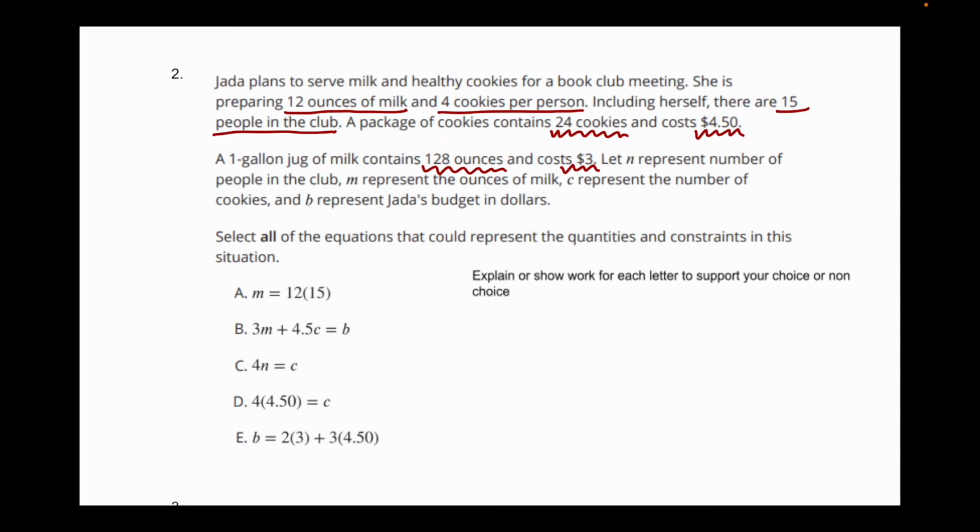And then we have a couple different things here. N is the number of people in the club. M represents the ounces of milk. And then C is representing number of cookies. And B is representing Jada's budget in dollars. Okay, we got a lot of things happening here. That's why I have everything color-coded and annotated, and we are going to see what our quantities and constraints could be.